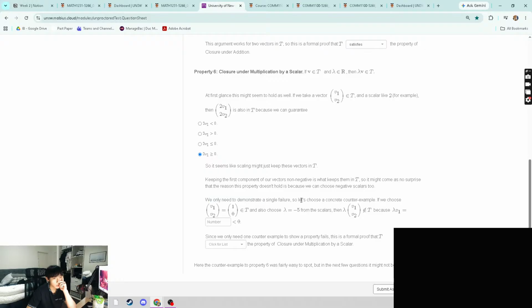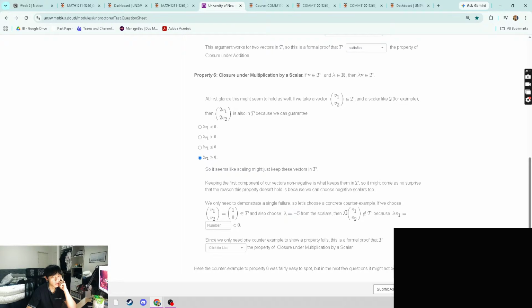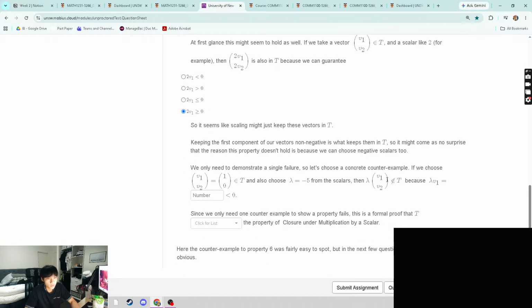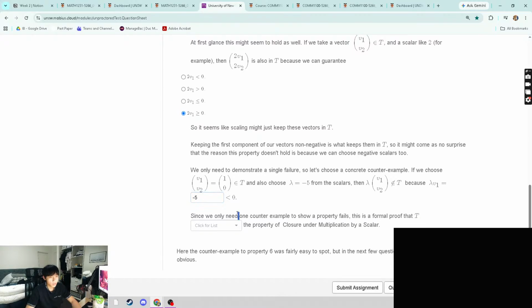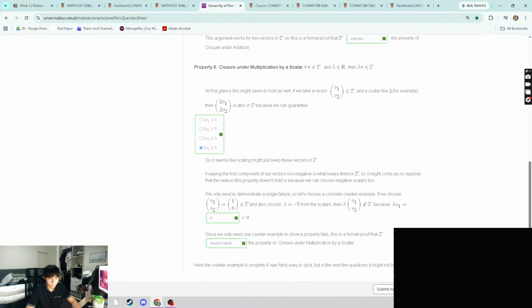We only need to determine a single failure, so let's choose a concrete counterexample. If we choose this vector as (1, 1) and choose the scalar minus 5, then the scalar times v1 is the specific value, because v1 is actually minus 5 and it's less than 0. Since we only need one counterexample, it shows that it doesn't satisfy the property, so it's pretty easy. Okay.